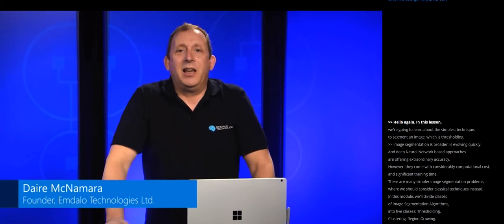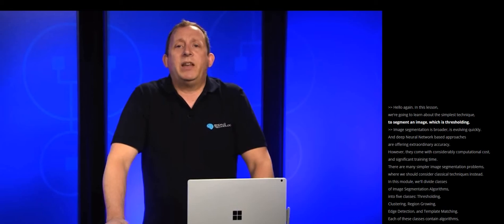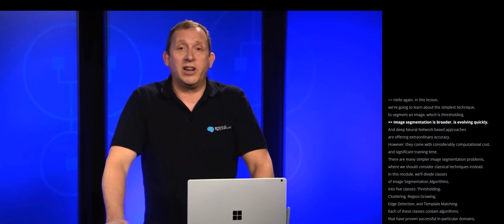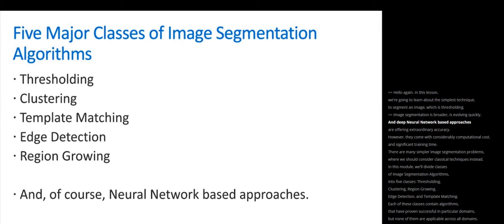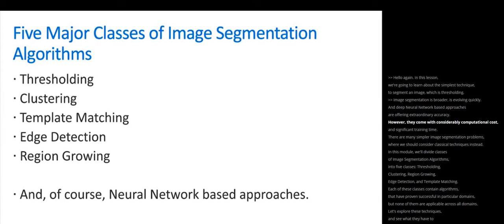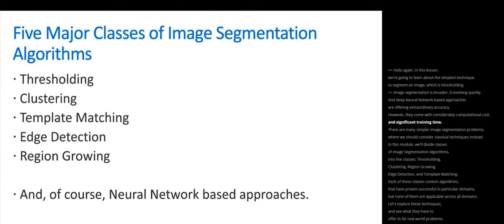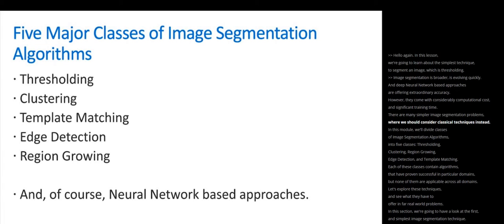Hello again. In this lesson, we're going to learn about the simplest technique to segment an image, which is thresholding. Image segmentation is broad and is evolving quickly, and deep neural network-based approaches are offering extraordinary accuracy. However, they come with considerable computational cost and significant training time. There are many simpler image segmentation problems where we should consider classical techniques instead.